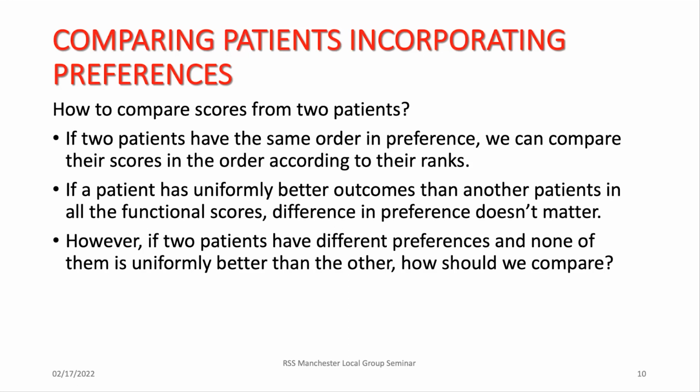The second case is that if one patient has uniformly better outcomes than another patient, then the difference in preference does not matter. So this patient says, I prefer A, the other patient says, I prefer B, but patient one has both A and B better than patient two. So we think that patient one is still better, regardless of their preference. The real trick here is when patients have different preferences, but they are not uniformly better. In that case, how do we compare?